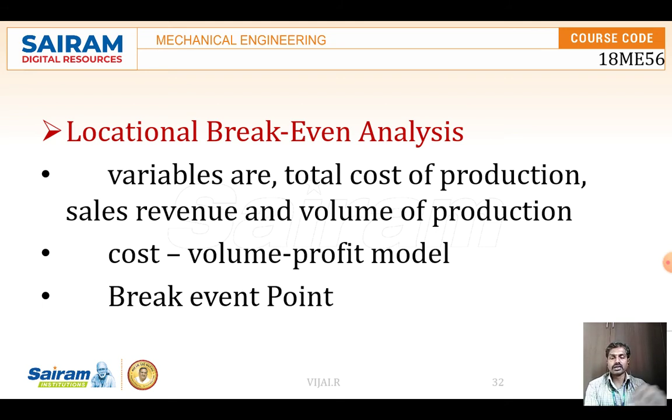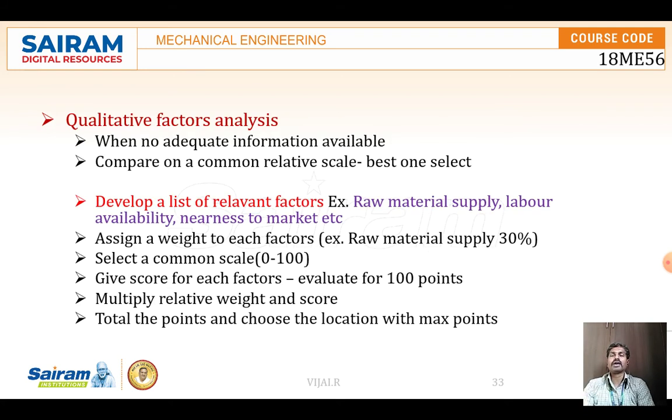The second thing is the qualitative factor method. We use it where we do not have the data properly, that is, exact data; we have some inadequate data. If we have inadequate data regarding the fixed cost and variable cost, then we will give weightage to some other points, like availability of labor and availability of raw material.